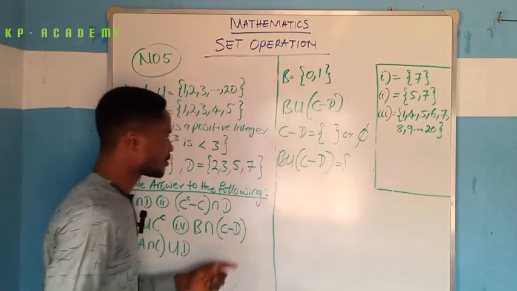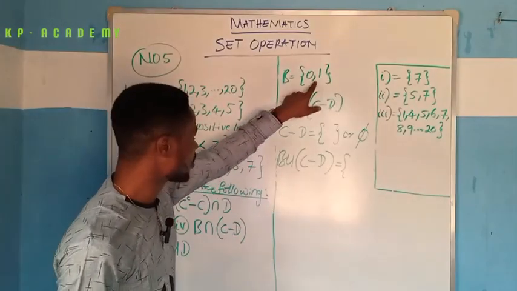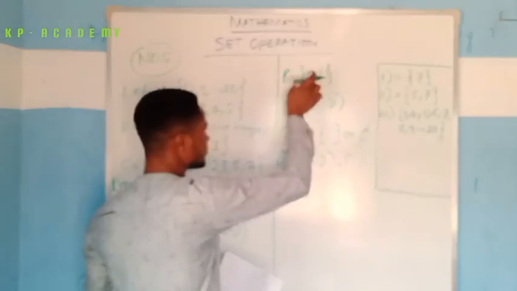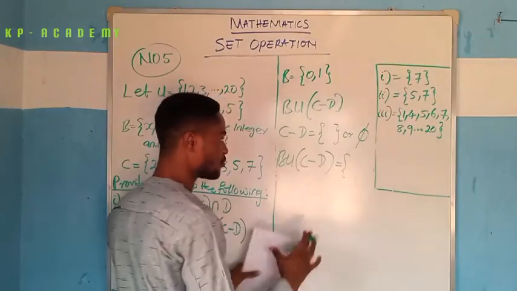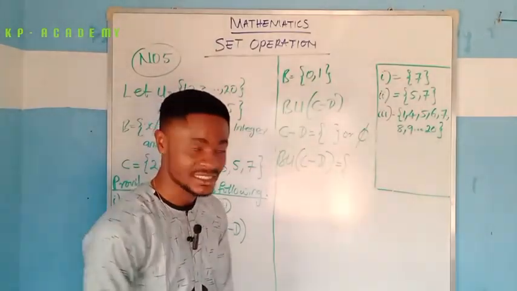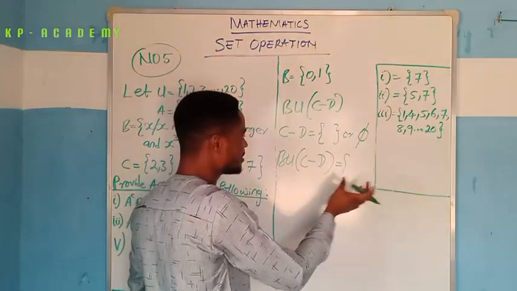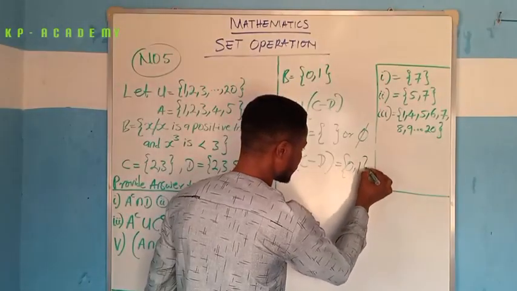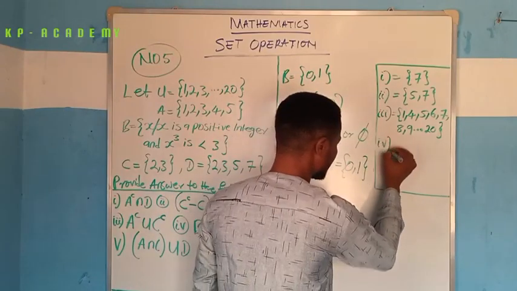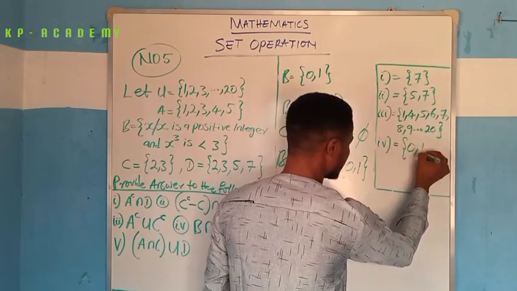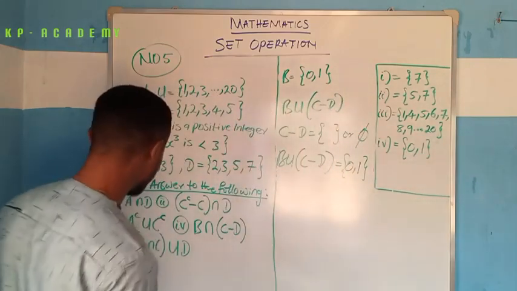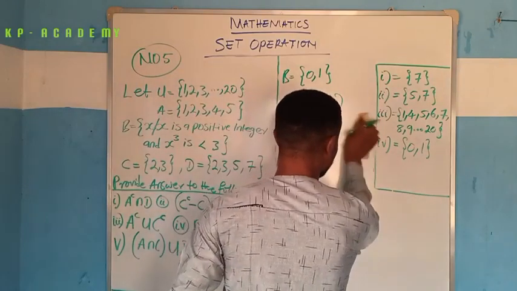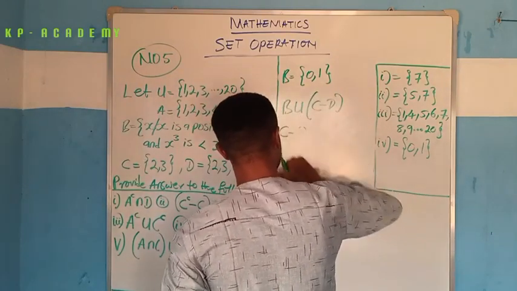Let's see. Set B is actually 0 and 1. The union of these two sets simply means write out all the elements in the two sets. And since C minus D has nothing, this will actually be just 0 and 1. Very important. Therefore, IV is nothing but 0 and 1. Okay. Now, finally, the V part of the question. Let me clean this. I always love solving this up so that you can see more clearly.